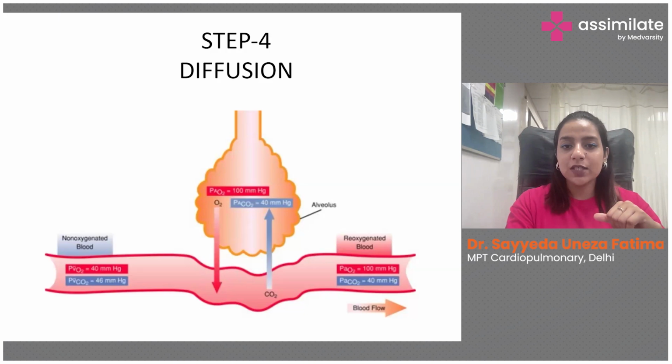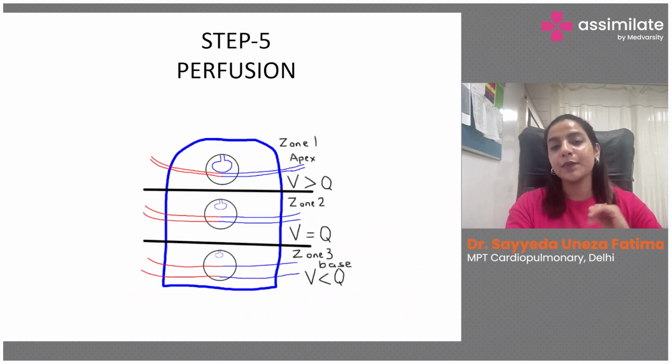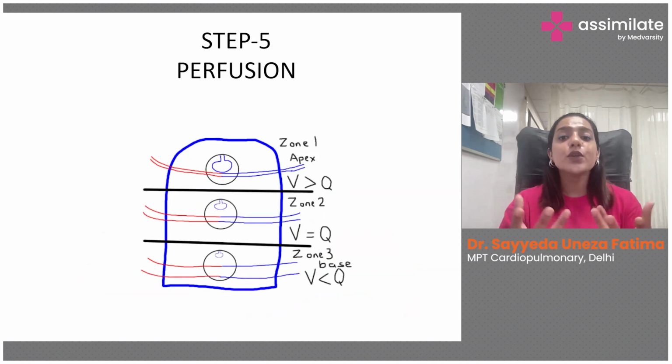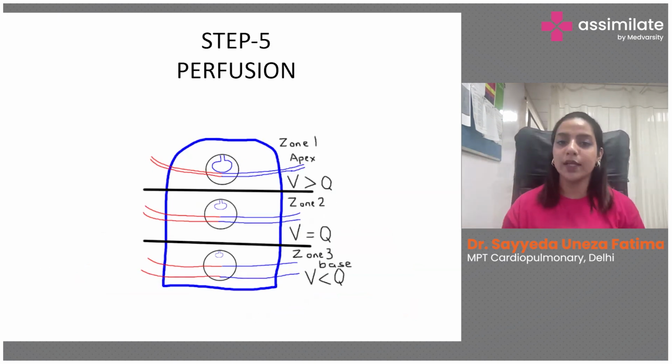Now coming to step 5 of the oxygen transport pathway. In this we saw that there needs to be oxygen and also hemoglobin, because that is the unit which binds to the oxygen and transports it to the heart. Now coming to step 5, which is perfusion. Perfusion is basically the availability of blood to take up that oxygen in order to take it to the heart so that it can be supplied to the whole body.